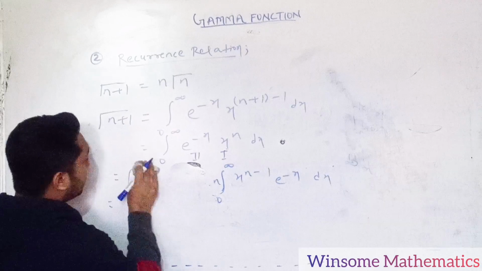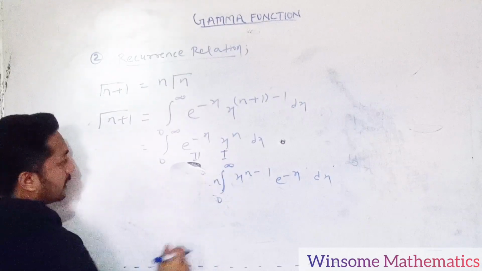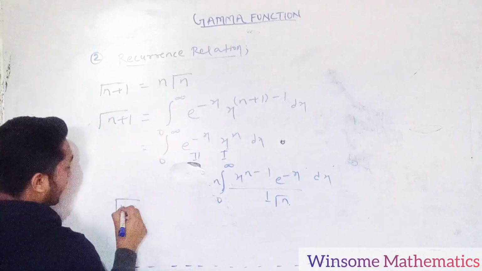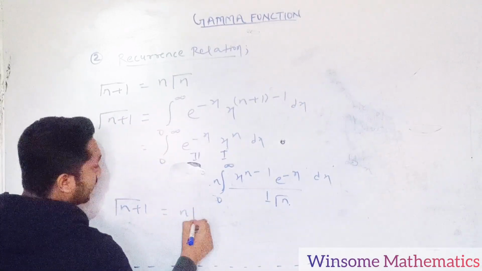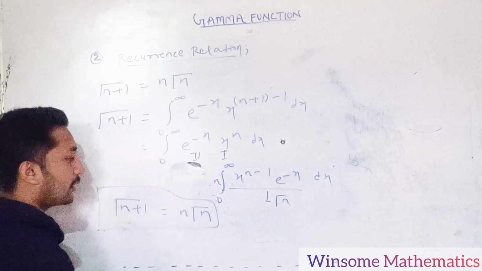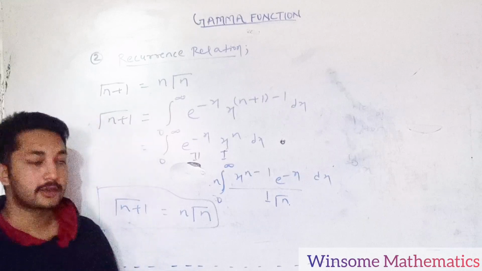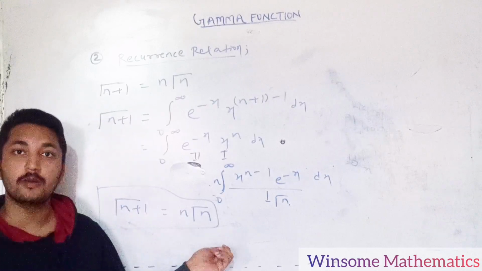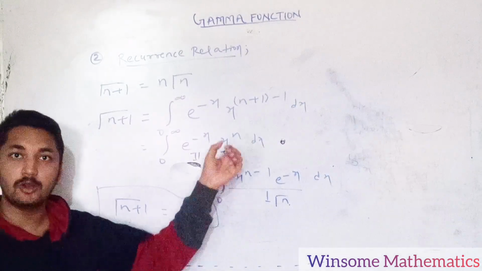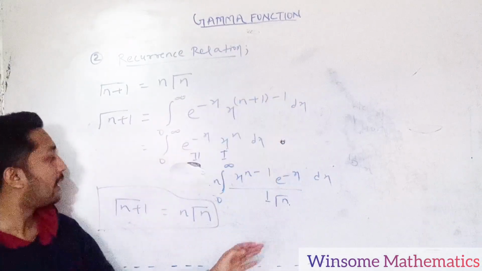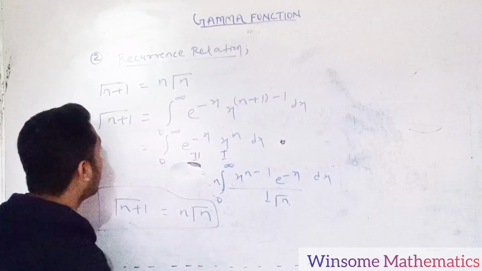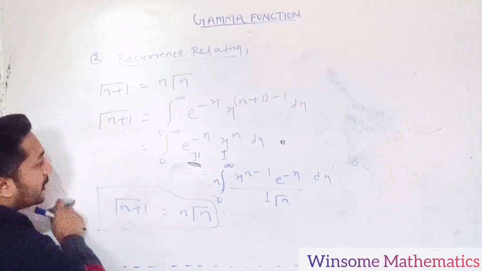So this is simply equal to n times the definition of gamma n. So we can easily write gamma n plus 1 is equal to n gamma n, and please note it down. This is the important relation. By this relation we can also solve the fraction inside the gamma function by knowing the value of gamma 1 by 2. Now we will consider what the benefit of this is. Now please note it down.